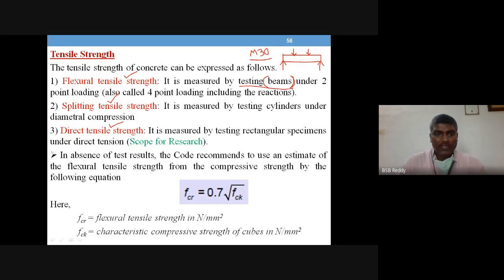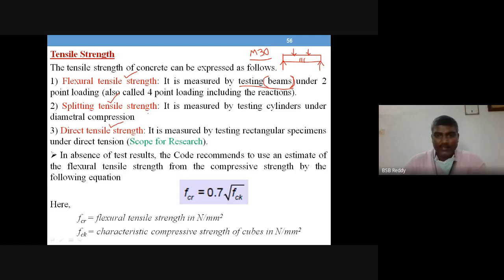Then you find the tensile strength of this concrete, where this concrete member has failed by bending, pure bending, that is what is called flexural tensile strength. Likewise, you have to take it by testing by measurement.